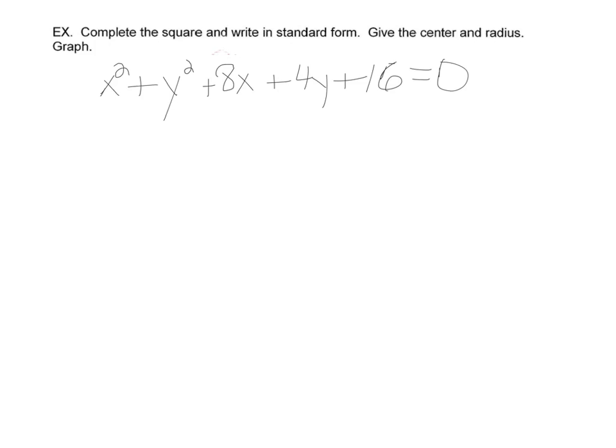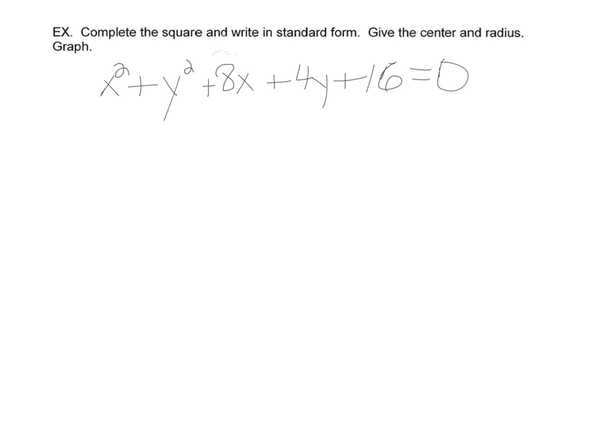Sometimes the equation for the circle is not in standard form. Then we have to use a method called completing the square to get it into proper form. This example says complete the square and write in standard form, give the center and radius, and graph.